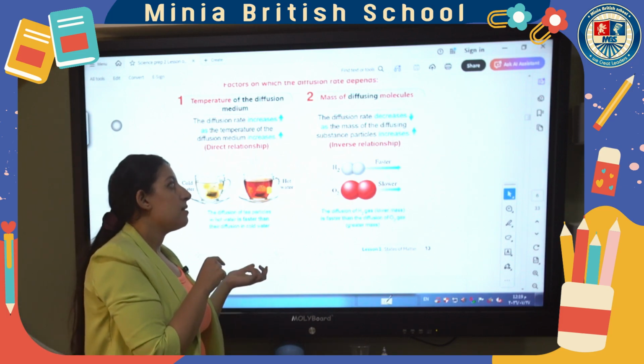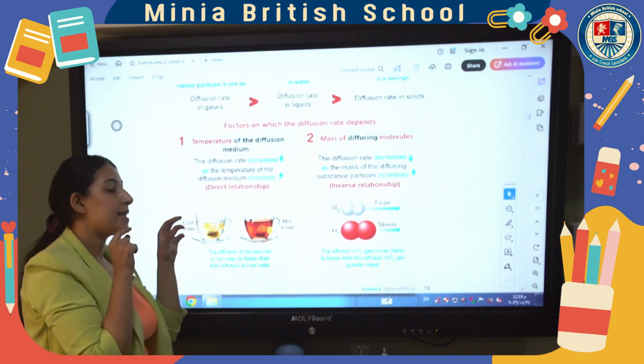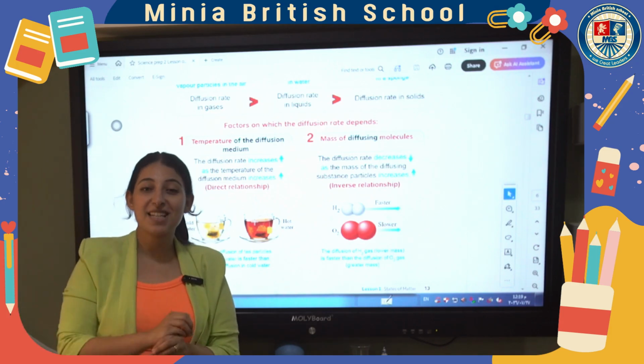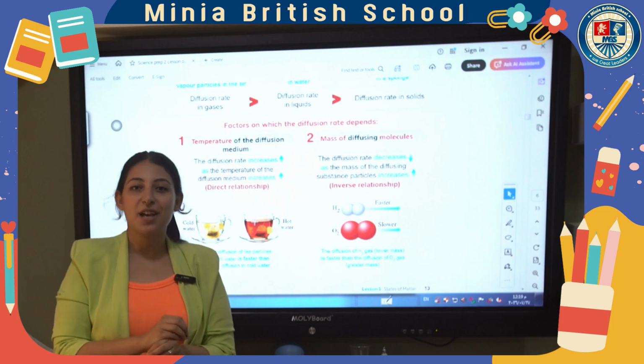Also, we can talk about the mass and its effect on the diffusion of states of matter in the next session and complete our lesson, inshallah.